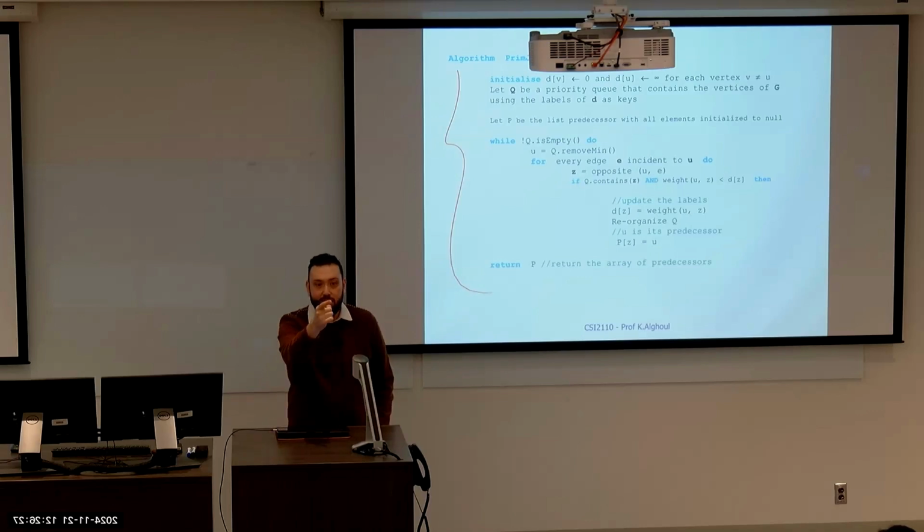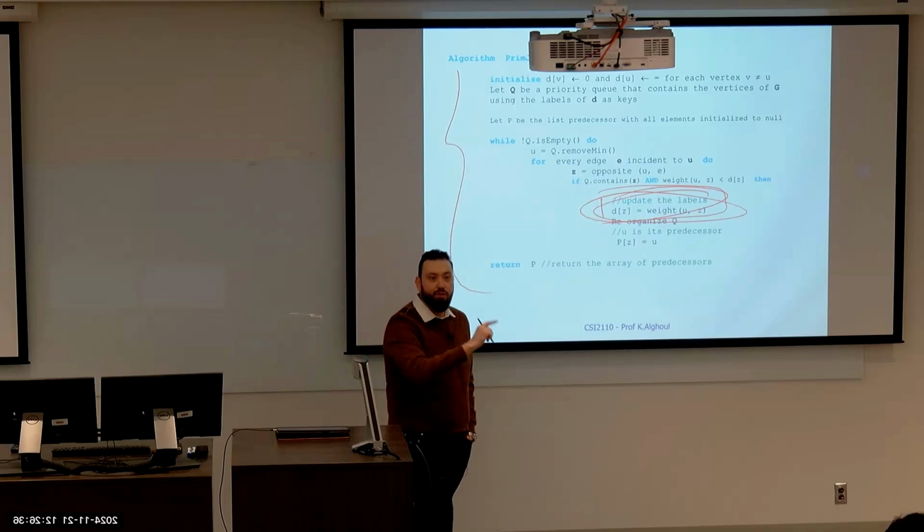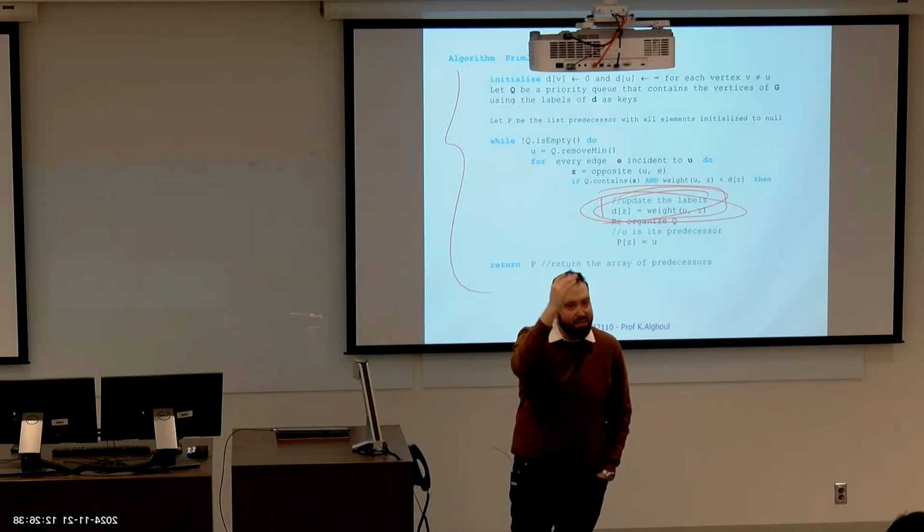Which line is different from Dijkstra? Yes. It's a node with the number with the edge, not with the... Exactly. So if you compare both algorithms, that's the only line. The other one, it's the same exact thing.